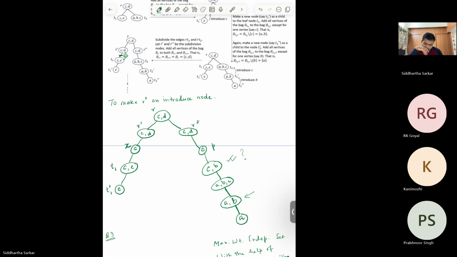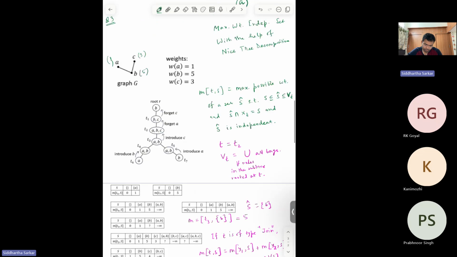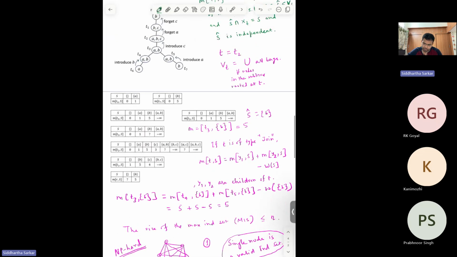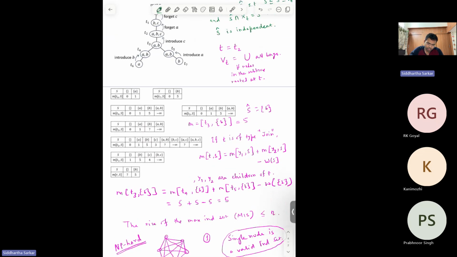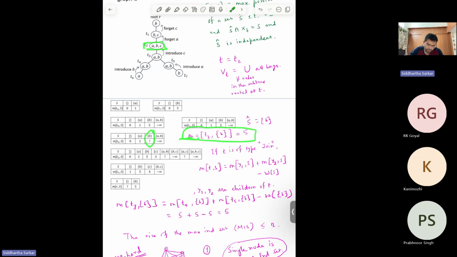So let's look at the problem at hand. So far we have computed only one entry which was missing, which is this one. So let's look at this: T3 is a join node. How about T2? T2 is an introduced node. So let us compute something with respect to T2.